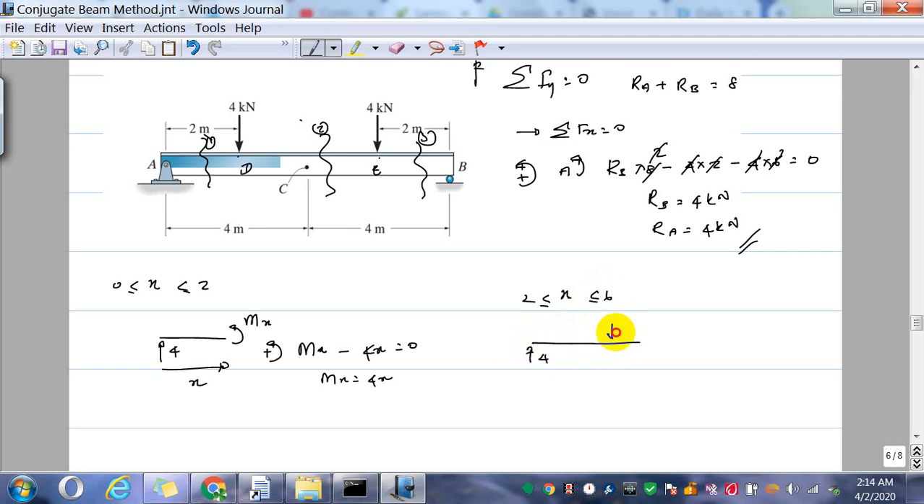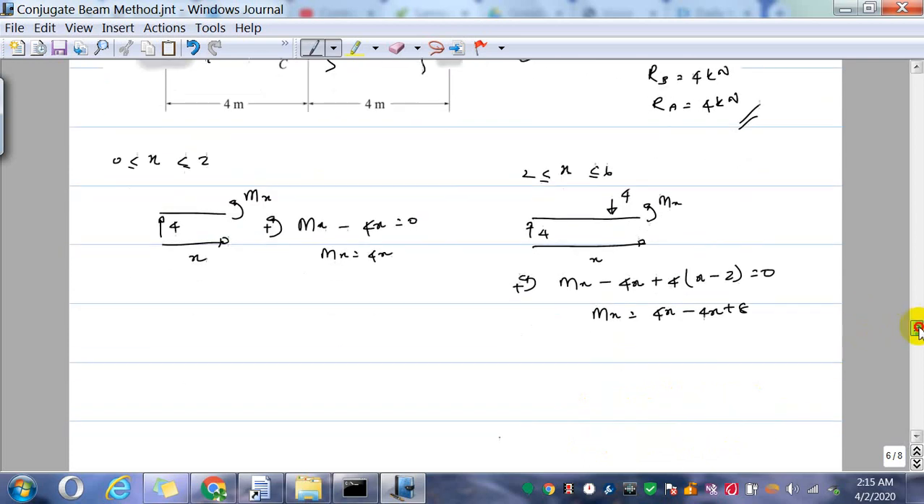I have the other 4 also acting on this. So this is the typical section. So Mx, and this is the distance x. So again, if I consider counterclockwise positive, Mx minus 4x plus 4 into (x minus 2) is 0. So Mx is 4x minus 4x plus 8. Okay, so that becomes 8.